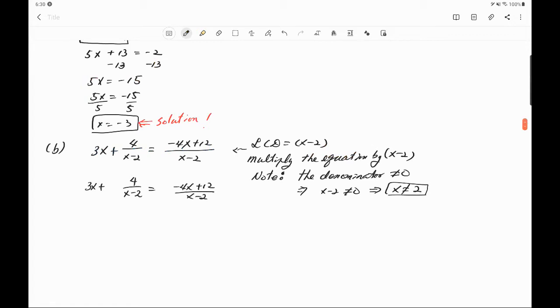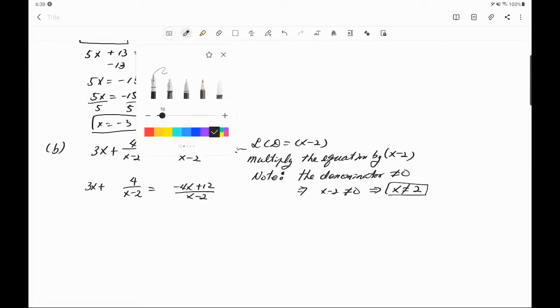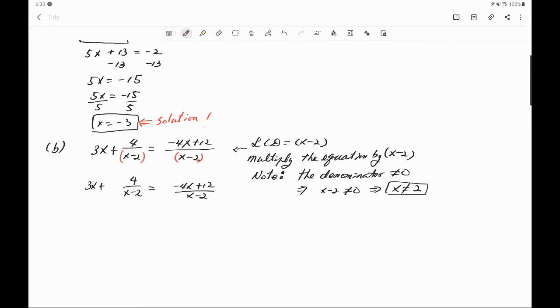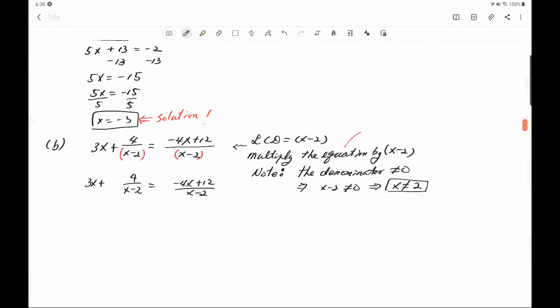The next example is also an equation, a rational equation. As you see this, the denominator is x minus 2, right? So x minus 2 is the LCD in this case. I'm going to multiply the equation by LCD. Multiplying the equation by LCD means multiply each term in the equation.